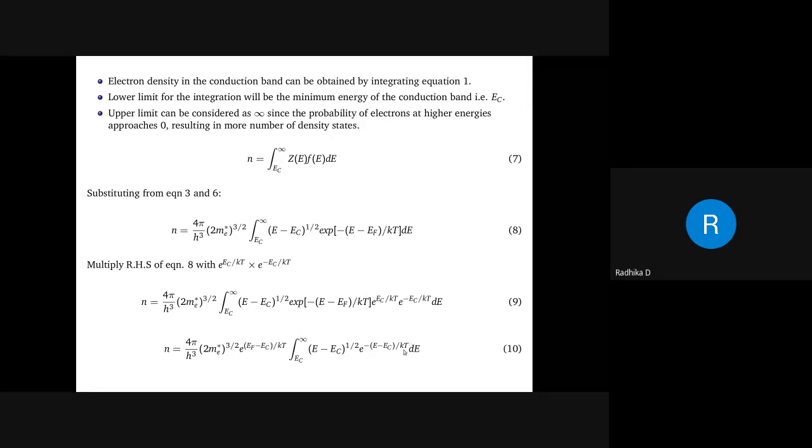Okay, now in the next step, in order to solve this one, you're going to consider E minus EC as X and 1 by KT as A, basically bringing this integral in terms of X. So your limits also will change. Everything is going to be in terms of X. So X is equal to E minus EC and A is equal to 1 by KT. If I take a derivative, dx will be d of (E minus EC), so dE minus dEC. EC is a fixed energy level, it's a constant, so the derivative of EC will be 0. So dx is equal to dE, or another way, dE is equal to dx.